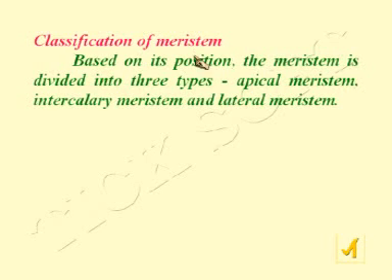Classification of meristem. Meristem is also classified based on its position. The meristem is divided into three types: apical meristem, intercalary meristem, and lateral meristem. These are the three types of meristem, classified based on the position where they are present.